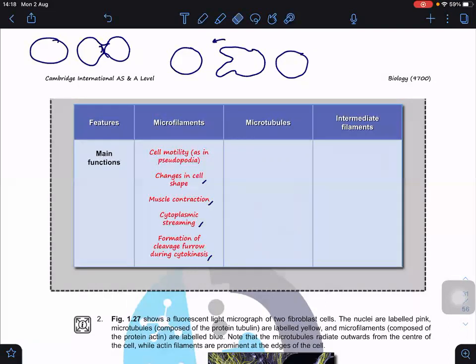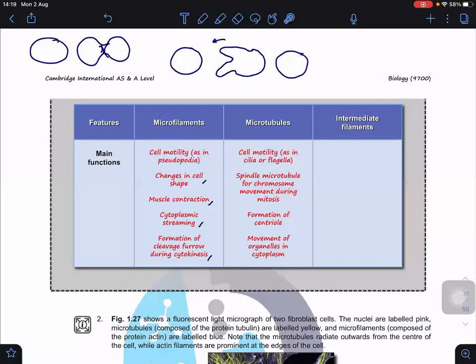Microtubules function quite widely. So let us look at what their functions are. First of all, they are involved in cell motility, but of a different kind, for example in cilia and flagella. Not the pseudopodia. It's nothing to do with the change of shape, but the beating of the cilia and the beating of the flagella. They also serve as spindle microtubules for the chromosomes during mitosis. We're going to learn this in detail when we come to mitosis.